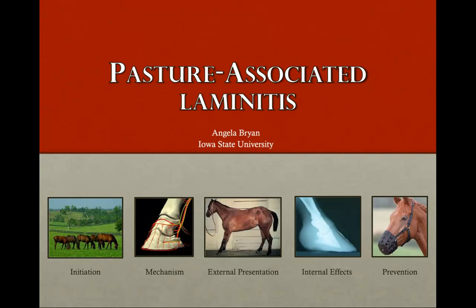Medicine. Throughout this presentation, I will be covering a condition in equine known as laminitis, specifically pasture-associated laminitis. As you can see there to the bottom, I will first discuss what initiates this pasture-associated laminitis, followed by the mechanism that is occurring internally, followed by the external presentation of symptoms, the internal effects, and lastly, the preventative measures owners can take.